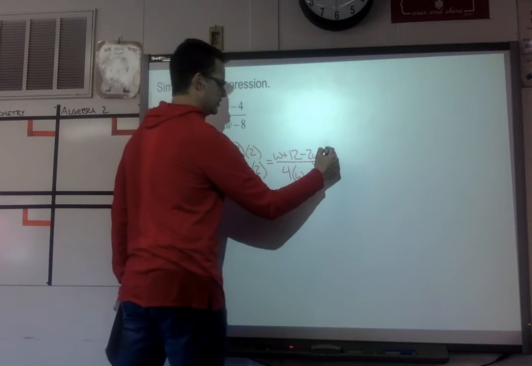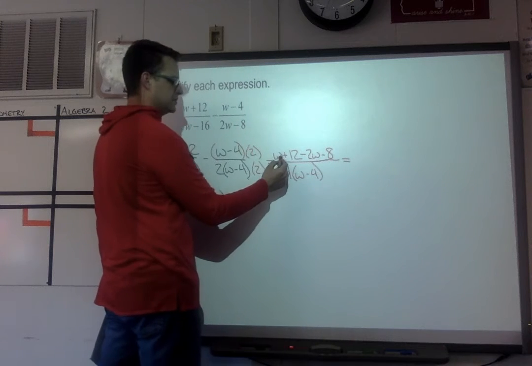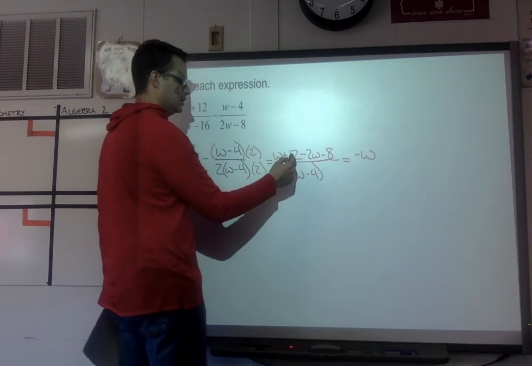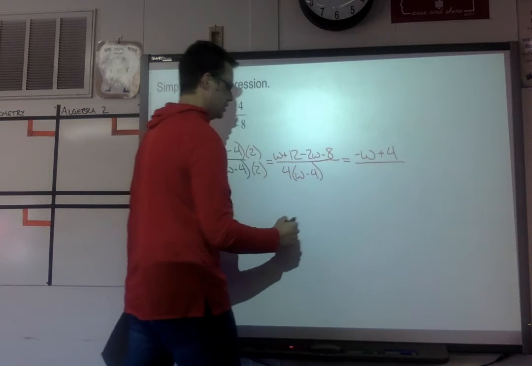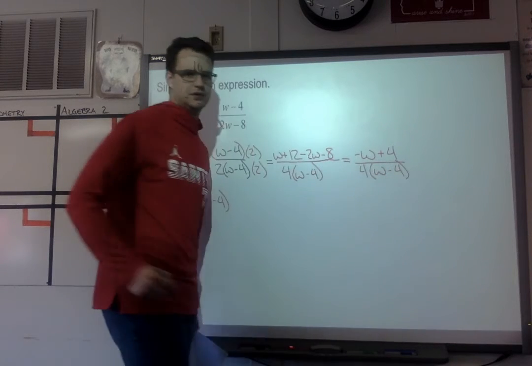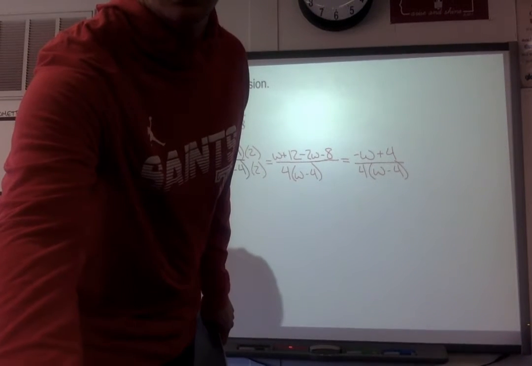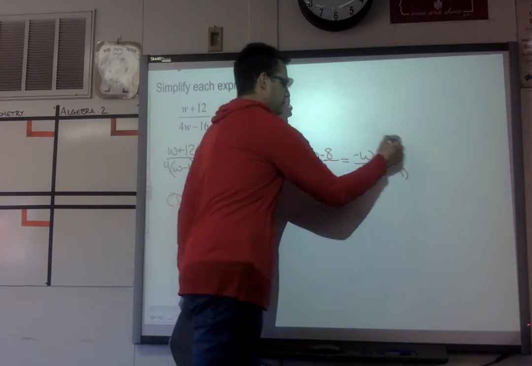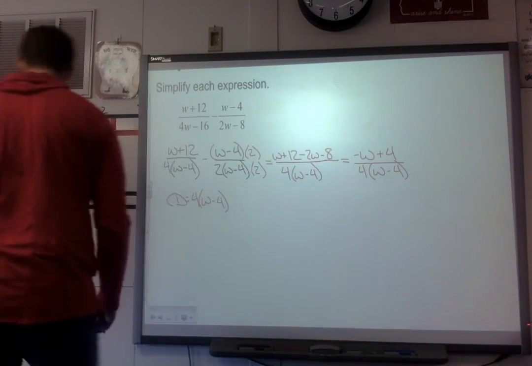2 times 4 gives me 8. So combine my like terms, w minus 2w will give me negative w. 12 minus 8 gives me a positive 4, and that's all over my common denominator of 4 times w minus 4. And that would be my simplified version of this expression.